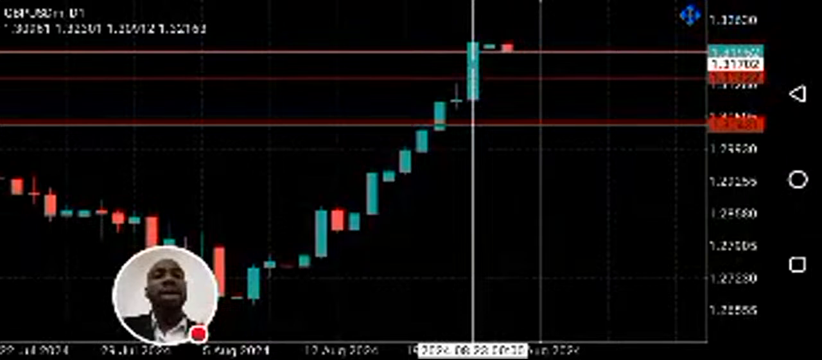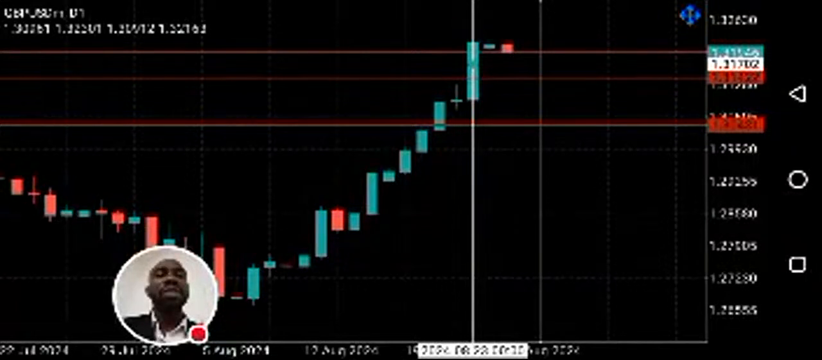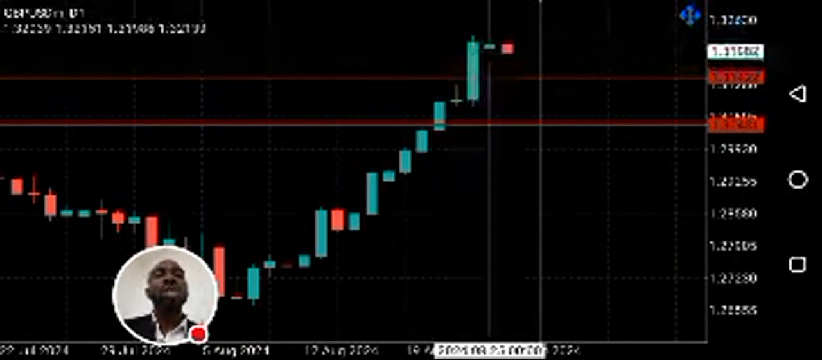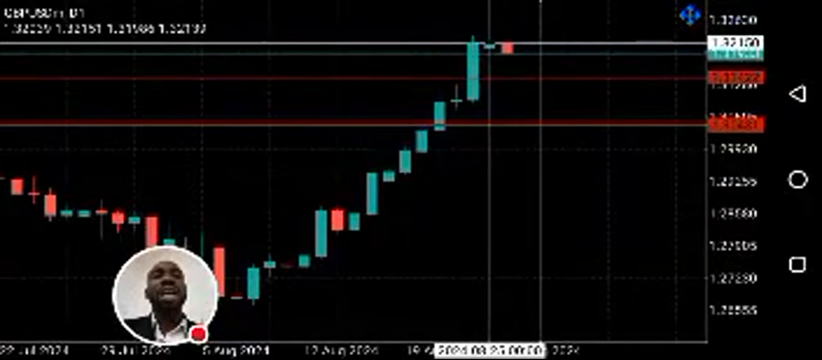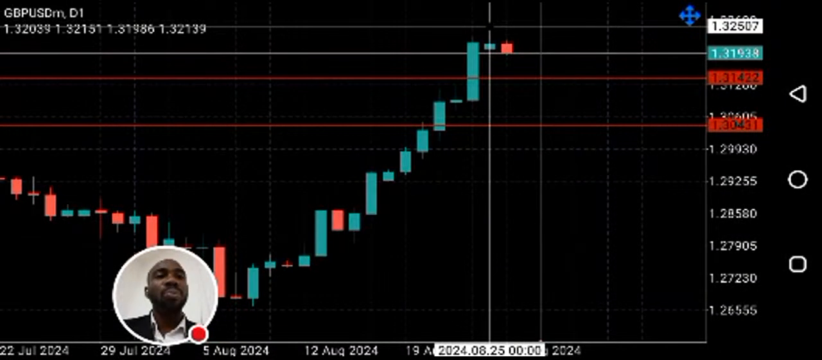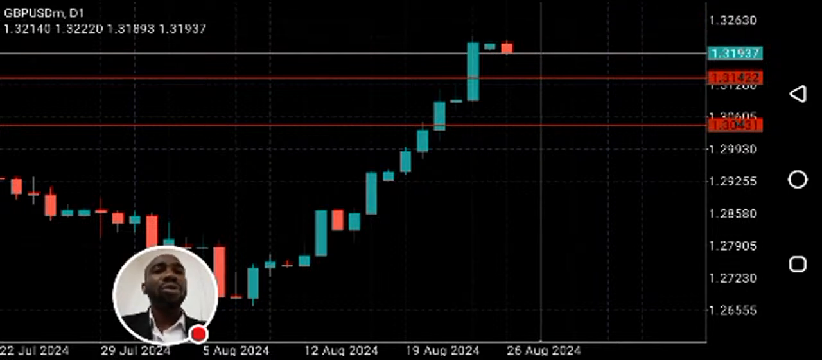Like I always advise, when you know that major news is to be released, always give price enough room to breathe. Don't use a tight stop loss. That's why I said your stop loss should be at least 20 pips above this high. If you use this high as your stop loss, it will be used as liquidity. So stop loss at least 20 pips above this high before you go bearish.